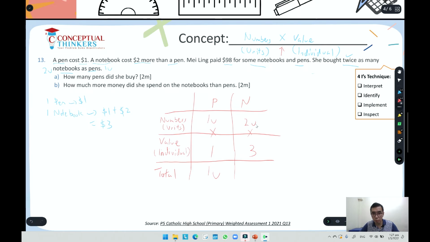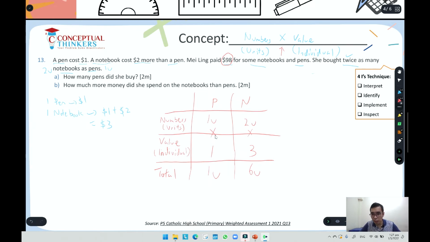Then if we take 2 units times 3, we'll get 6 units. Okay, now we need to link our units with number. So there's one more number we haven't used yet, which is the 98. Okay, so this means that the total must be $98.